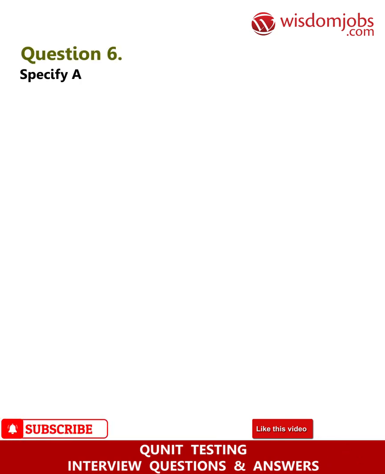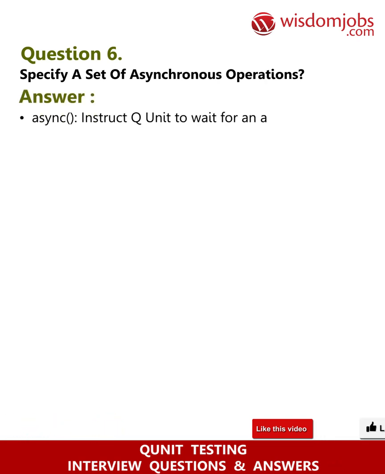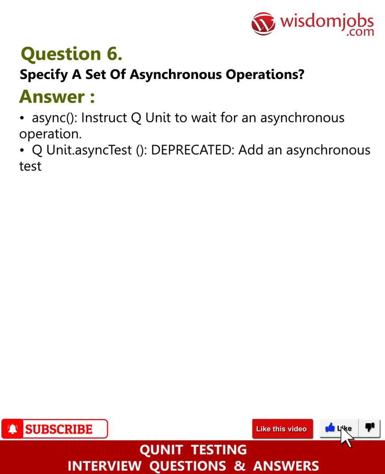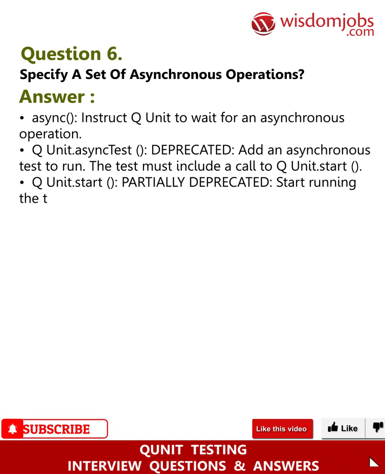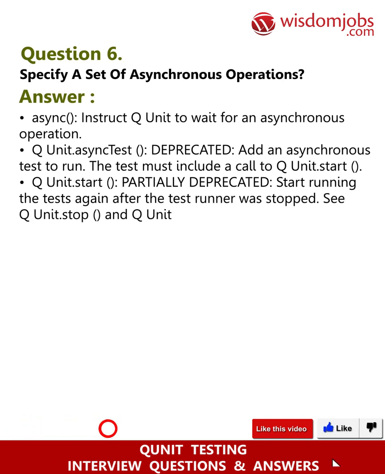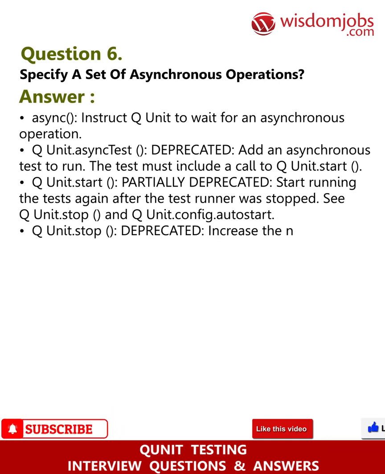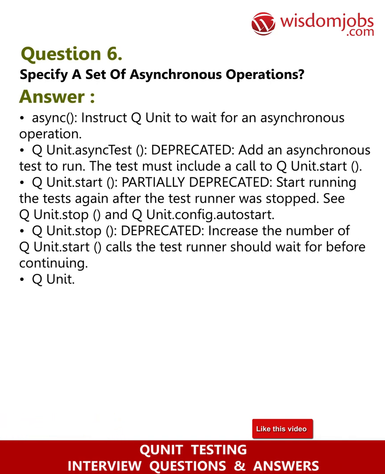Question 6. Specify a set of asynchronous operations. Answer. Async. Instruct QUnit to wait for an asynchronous operation. QUnit.asyncTest, deprecated. Add an asynchronous test to run. The test must include a call to QUnit.start. QUnit.start, partially deprecated. Start running the tests again after the test runner was stopped. See QUnit.stop and QUnit.config.autostart. QUnit.stop, deprecated. Increase the number of QUnit.start calls the test runner should wait for before continuing. QUnit.test. Add a test to run.